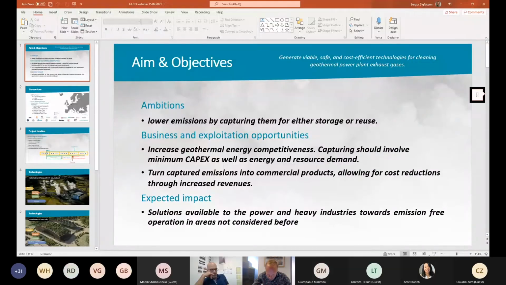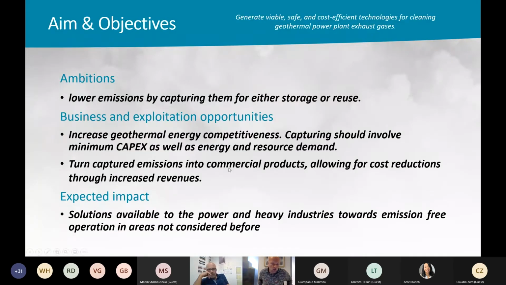Welcome, everyone. I'm going to give you a very quick introduction of the project and what we are trying to achieve and where we are working. Essentially, the main ambition of the project is to lower emissions from geothermal power plants by capturing them, with the aim of either storing the emissions underground in the geothermal reservoirs or reusing these emissions.